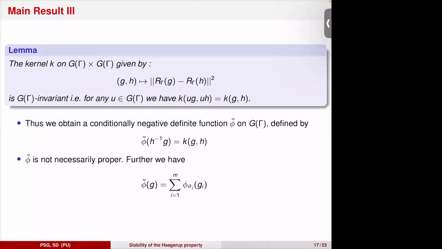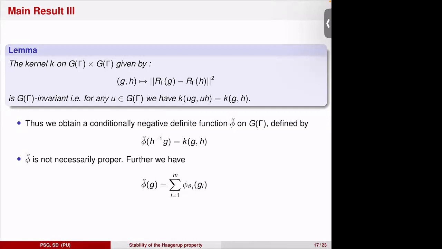Now you can see that if you define a kernel on this graph product with respect to this equation, that the pair g comma h goes to the value norm square of R gamma g minus R gamma h, this is the kernel function on the graph product. So you can easily verify that this kernel is group invariant. By group invariant, what I mean to say is that if you hit the arguments of the kernel by any group element, the value will not change. So this verification is very easy.